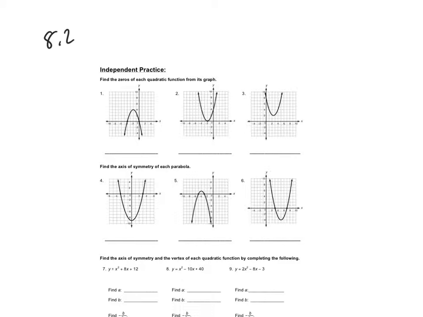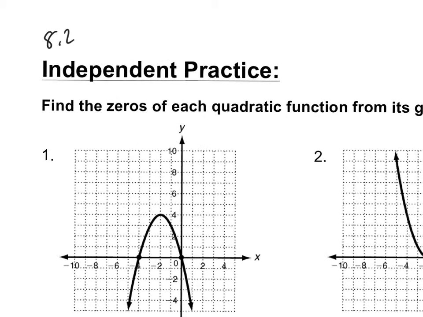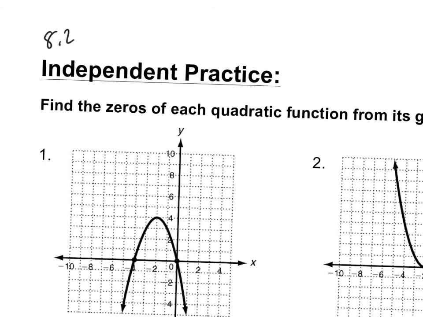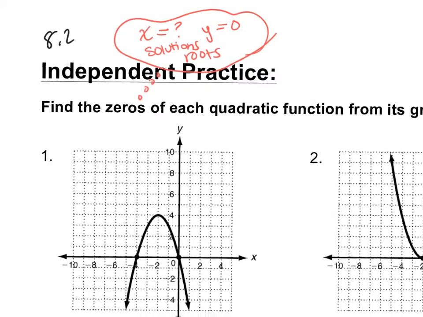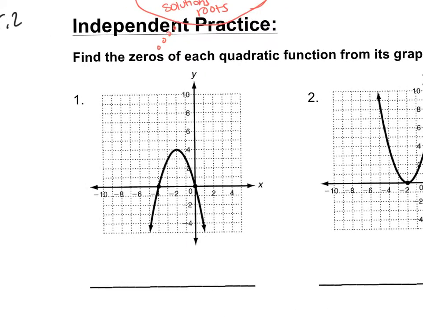When we're looking at the first couple questions, numbers 1 through 3, they're asking you for the zeros. Now, when they ask you for the zeros, remember the synonyms for zeros. It means the values of x when y is 0. It is the solutions. It is the roots. They all mean the same thing. Okay? So when they ask me for the zeros, they want to know, where is my parabola crossing the x-axis?